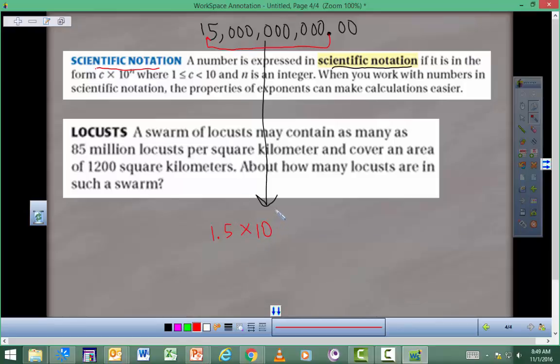Well, how do you figure out what power it is up here? You just count how many decimal places it would move to get there. So 1, 2, 3, 4, 5, 6, 7, 8, 9, 10. You put 10 right here. Does that sort of make sense?